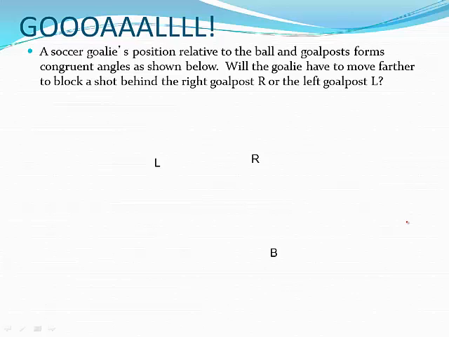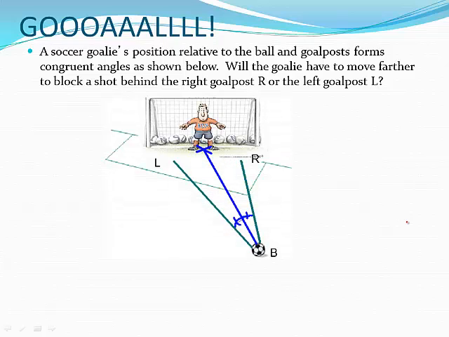Okay. In many sports, such as hockey, lacrosse, soccer, anything that involves a goaltender, they always use angles. So here's a real-world application problem. We have a soccer goalie's position relative to the ball and goalpost form congruent angles, as shown. So automatically the angles are labeled congruent. Will the goalie have to move farther to block a shot behind the right goalpost, R, or the left goalpost, L? So we're asked to find the distance from here to here. We need to see, is it supposed to be this length or this length?